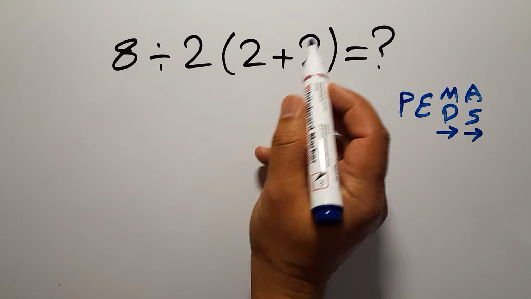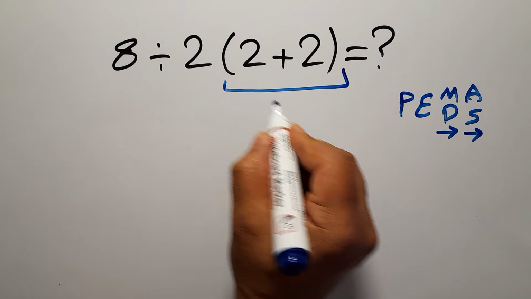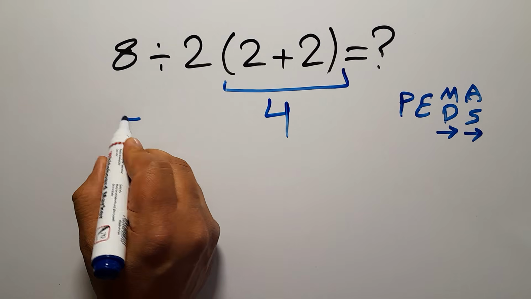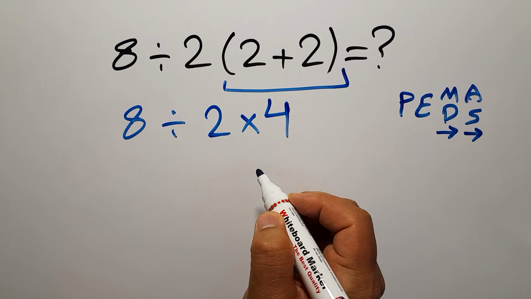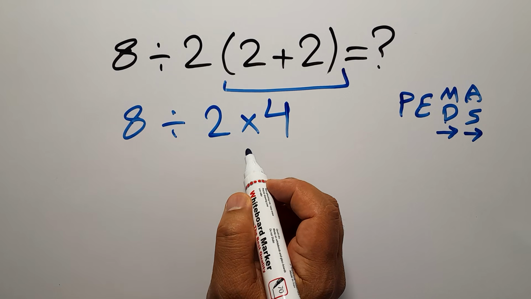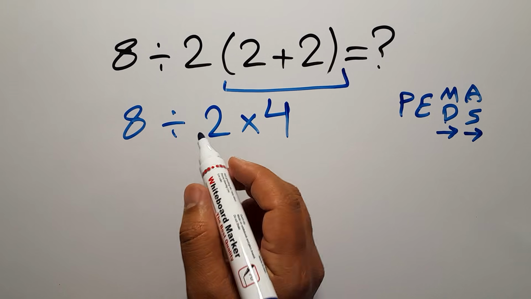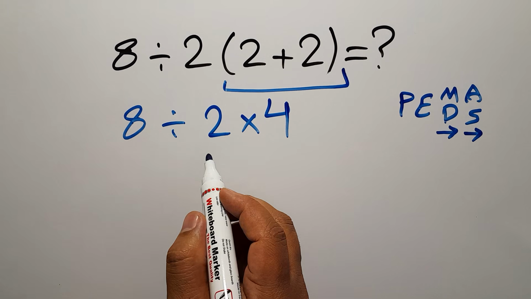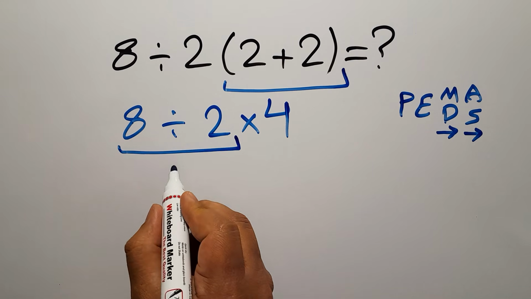So inside this parentheses we have 2 plus 2, which equals 4. So 8 divided by 2, then times 4. Now we have one division and one multiplication. As I said, multiplication and division have equal priority, and we have to work from left to right. So 8 divided by 2, which equals 4.